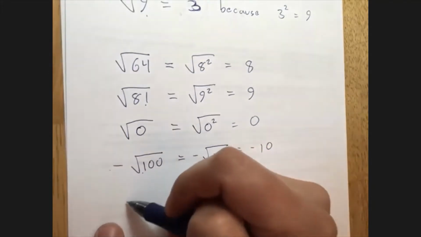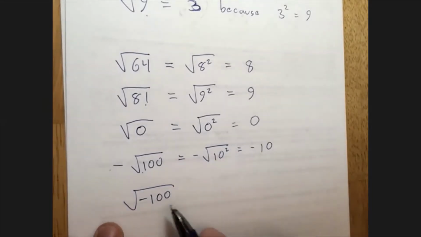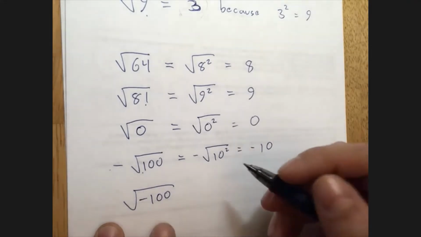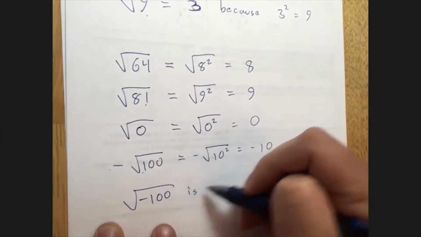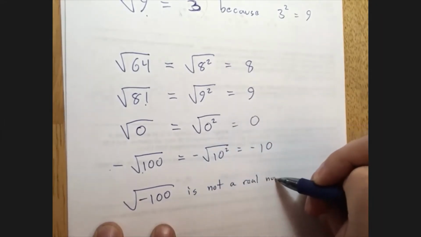Contrast that to what happens if I put the negative on the inside. Now I'm thinking about what number, when I square it, gives me negative 100. Well, there is no number, right? You can't square a number and get a negative number. Try as you might, you'll never be able to do it. So what we write here is that it is not a real number.